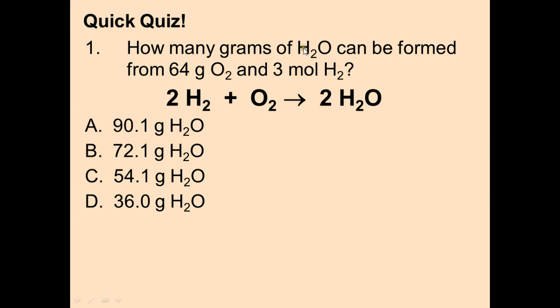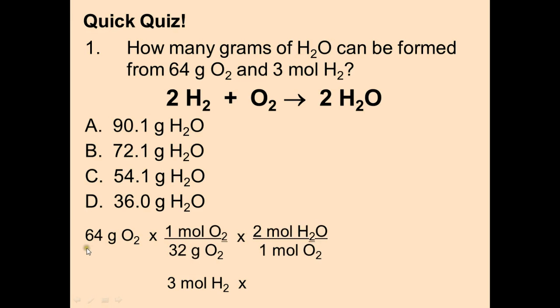How many grams of H2O can be formed from 64 grams of O2 and 3 moles of H2? So here we have these two amounts, and so we need to convert. First we find out which one's limiting. So again, we convert from grams of oxygen to moles of oxygen, then moles of oxygen to moles of H2O. And so we divide by the molar mass first.